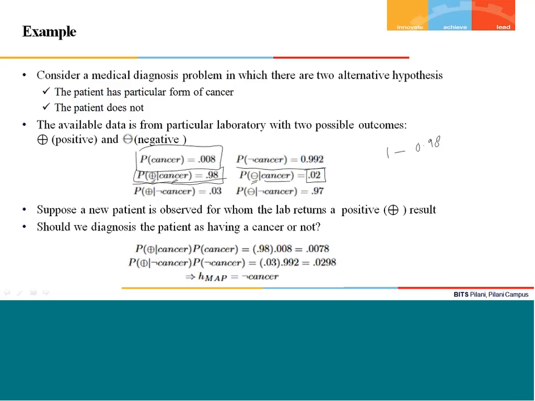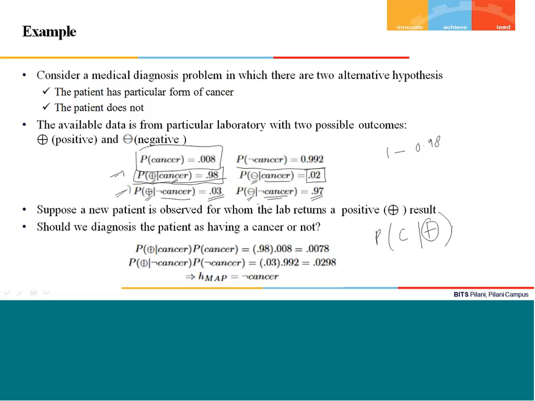Similarly, when you don't have cancer, this is the second probability. You go to the doctor, see the medical report, and find that you are positive. This is very unlikely, 0.03. And when you don't have cancer and you find a negative result, that is highly likely, 0.97. Just to find out: once the given result is positive, what is the chance that you actually have cancer? That's what I want to find out.